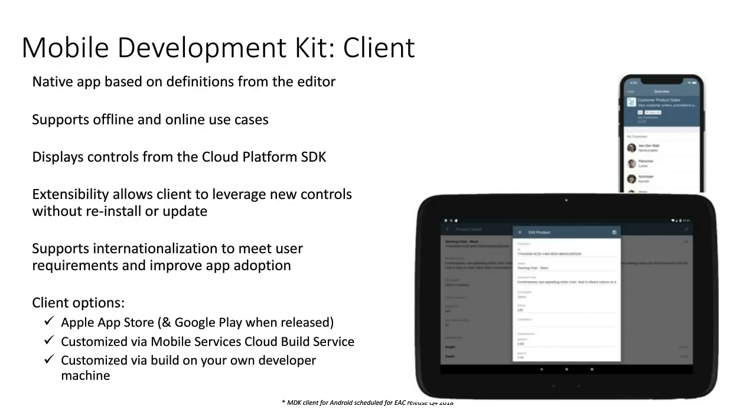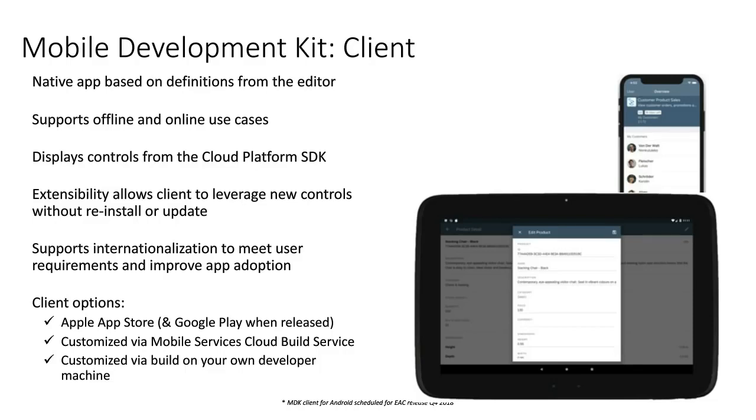And then there are 3 ways that you can get the Mobile Development Kit client. You can download the mobile services client from the Apple App Store. This is the quickest way to get started. You onboard via an email or a QR code, and it points to the app that you configured in mobile services. And this is what Scott's going to be using today. You can also build a client using the Cloud Build service, and here you can make a custom client.